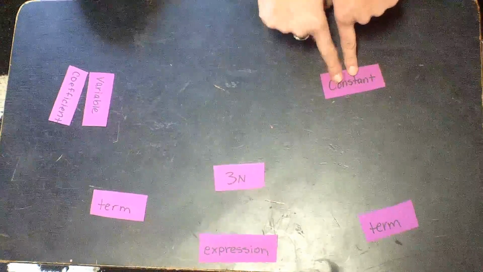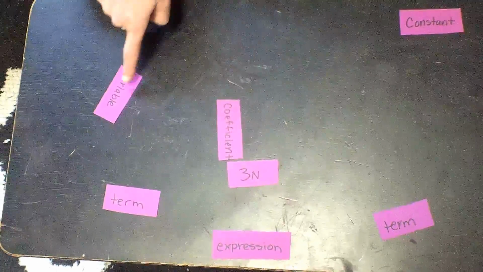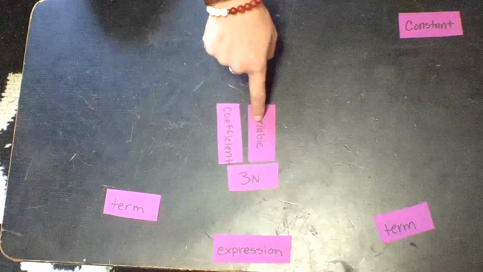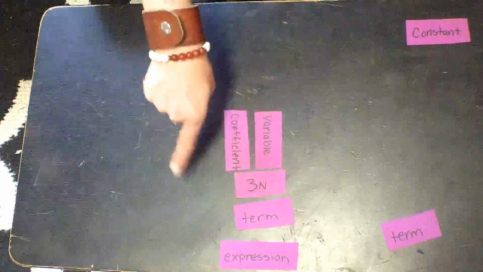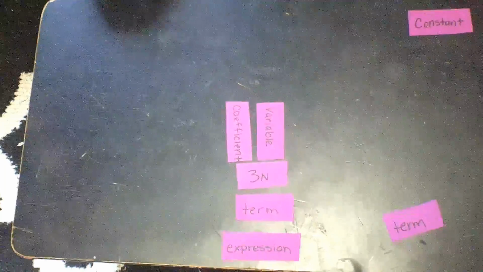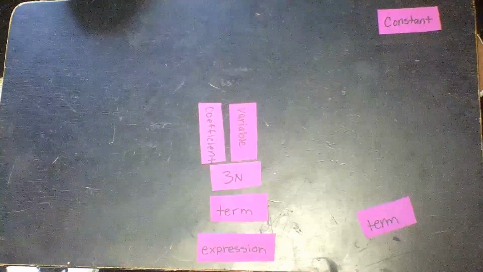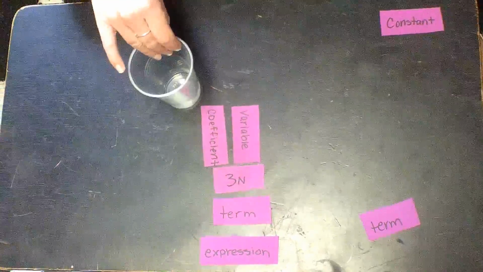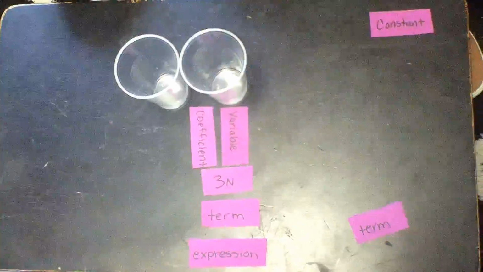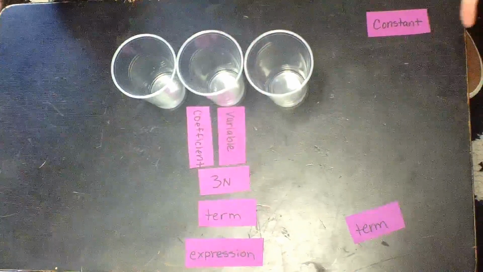So we do not have a constant in this problem. But we do have a coefficient, which is 3, and then a variable, which is the n again. All right, and again, this is a term. 3n is a term. All right, so based on what we just did, I have 3 n's, which means I have 3 cups.